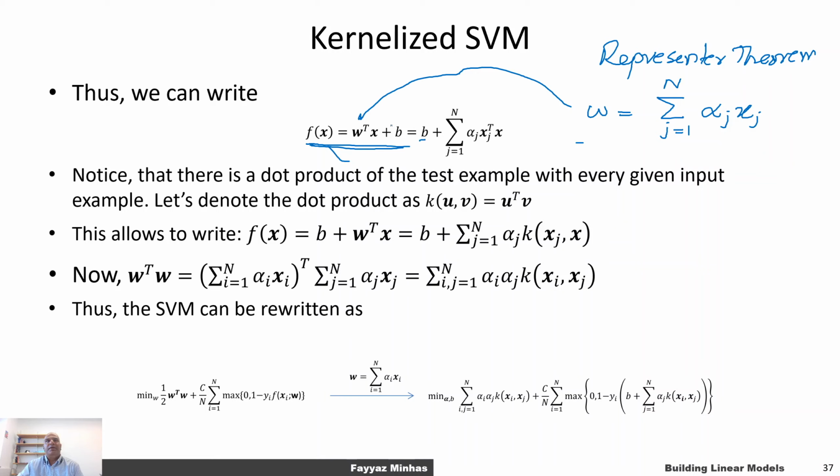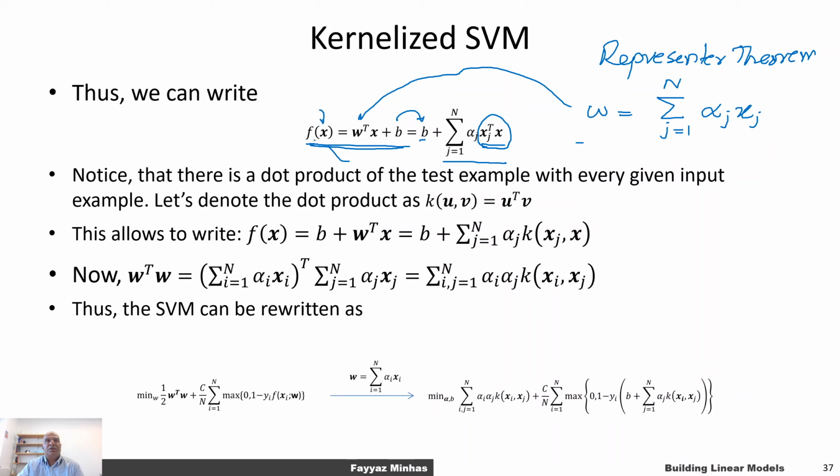If we do that, this is what we get. We get b, which remains the same, and then the sum over j equals 1 to N of alpha j xj transpose, because w is being transposed, multiplied by x. So f(x) is now expressed as b plus the sum over j equals 1 to N of alpha j xj transpose x. And this is what we wanted: a dot product here, and this dot product is only based on the data that we have. We already have these n examples.